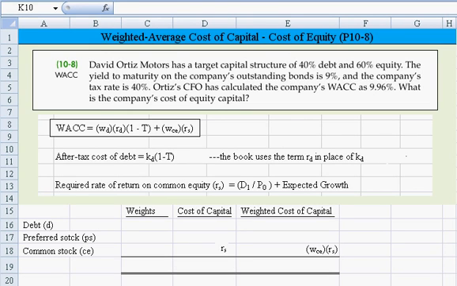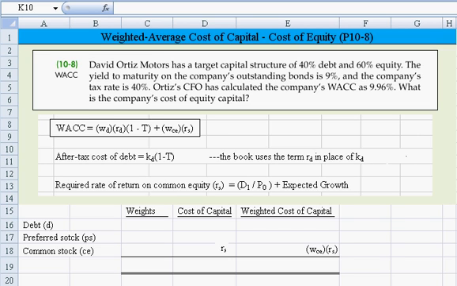Okay, hi everyone. Let's take a look at this weighted average cost of capital problem that asks us to determine the company's cost of equity capital. We've got the David Ortiz Motors Company. They have a target capital structure of 40% debt and 60% equity. The yield to maturity on the company's outstanding bonds is 9%. The company's tax rate is 40%. Now they know that the overall company's weighted average cost of capital, or WACC for short, is 9.96%. What's the company's cost of equity capital?